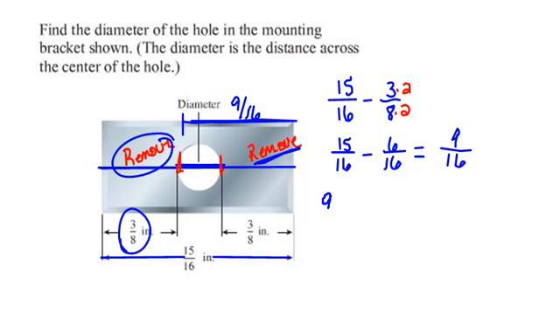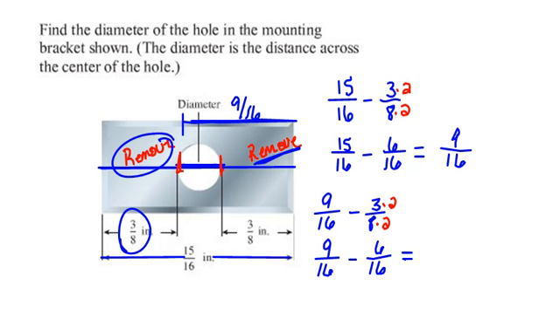So if I start off with that 9/16 and I subtract off another 3/8, well, we need a common denominator again. Again, that denominator will be 16. So our first fraction is fine. It's already over the common denominator. But our second fraction, we would have to multiply top and bottom by 2 in order to get that common denominator. So 3 times 2 would be 6.